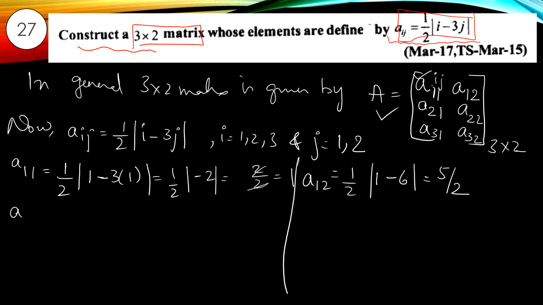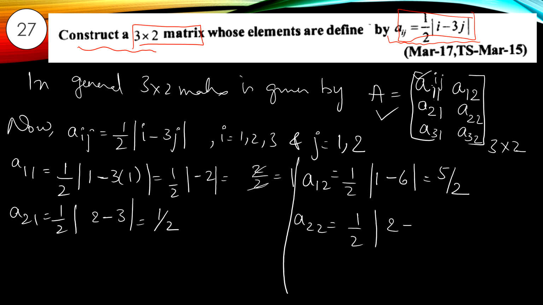Now A21. A21 is half modulus of i value 2 and j value 1, so 2 minus 3 is minus 1. It is inside the modulus, so minus 1 is nothing but 1, so this is 1 by 2. And here A22: half of 2 minus 2 3 is 6, so this becomes minus 4, meaning 4, so 4 by 2 is 2. Now A31 is half of 3 minus 3, which is 0, so it is 0.